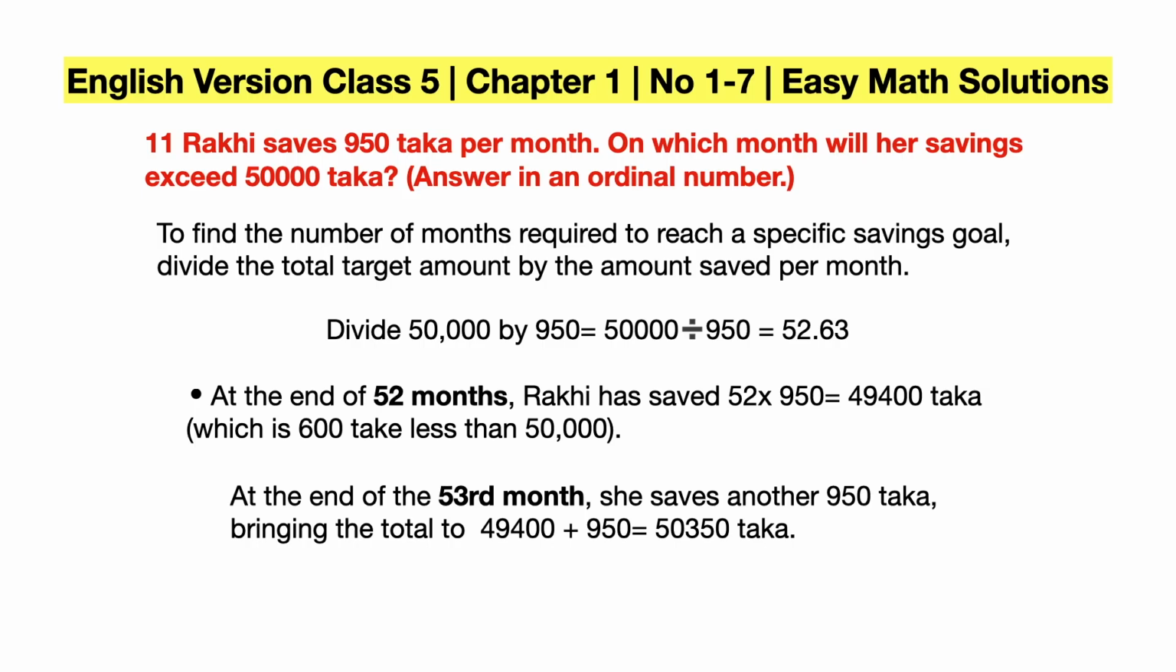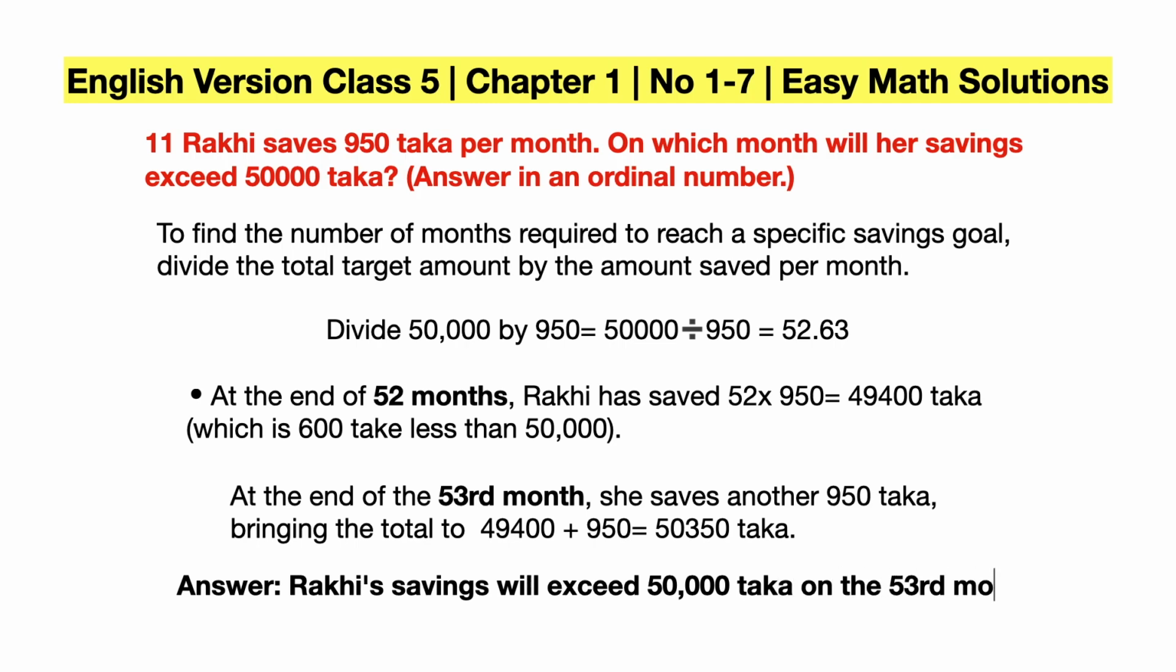Then 950 plus 49,400 equals 50,350 taka. So the answer: Rakhi will be saving 50,000 taka in the 53rd month.